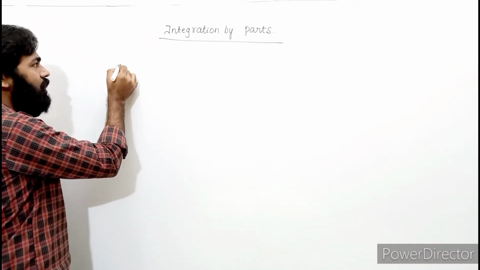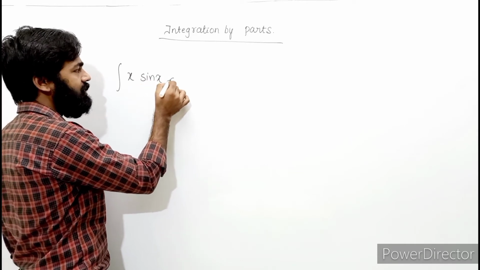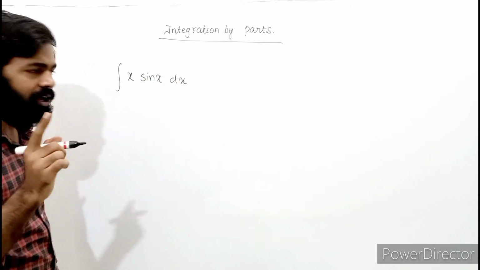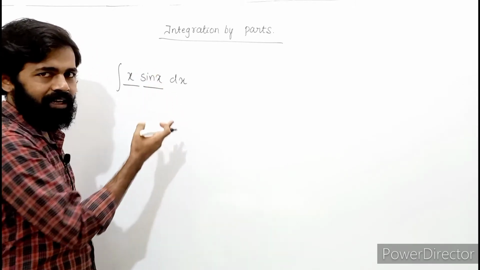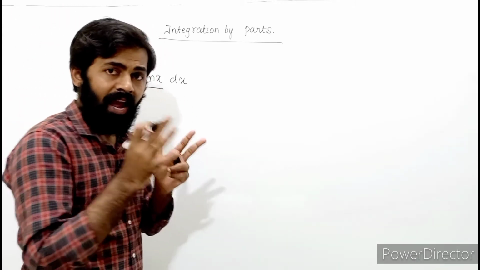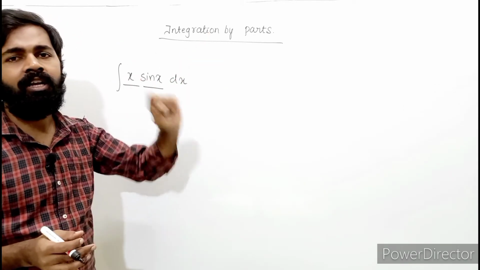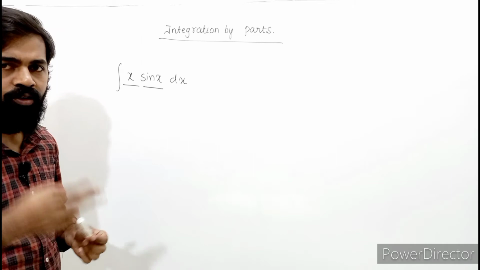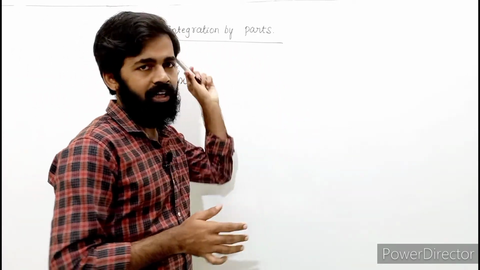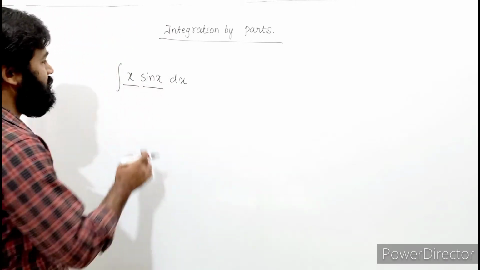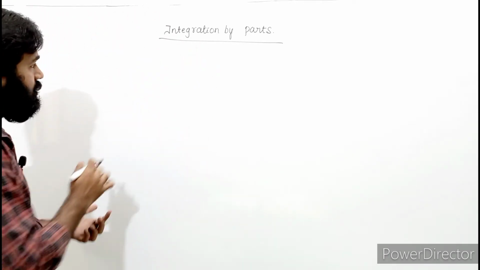Let's say you want to find the integration of x sin x dx. Here you can see two functions are multiplied, one is x, one is sin x. In that case, if you want to find the integration, we use integration by parts. When two functions are multiplied, to find its integration we use integration by parts. Now let's see what the rule is. I'll write the formula for integration by parts.